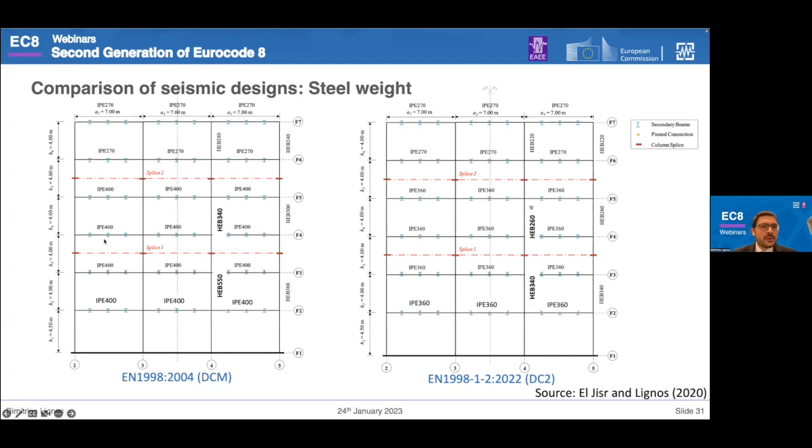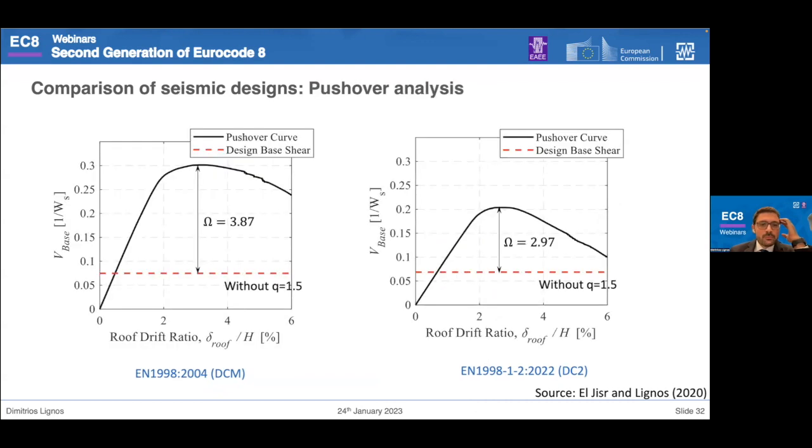Another thing of interest is the steel weight. On the left you have the DCM design, on the right the new design according to DC2. Generally the new design would be about 20% lighter, primarily because columns are going to be a bit lighter. Indicatively, in the first story, we have an HCB of 340 in DC2, whereas in DCM we have an HCB of 550. This is because in DC2 we are not doing capacity design in the joints. Moreover, beams generally are lighter. DC2 would lead to an IP of 360, whereas DCM an IP of 400. And this is also related to the ductility requirements that I discussed in the new provisions.